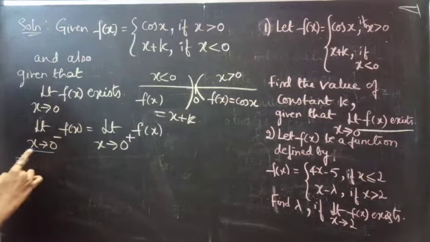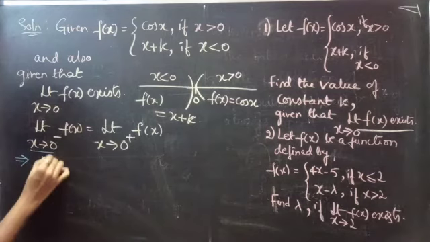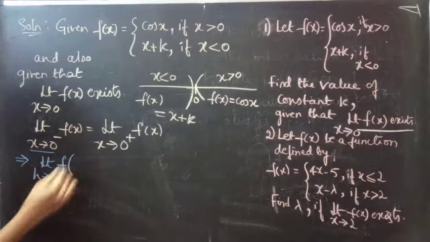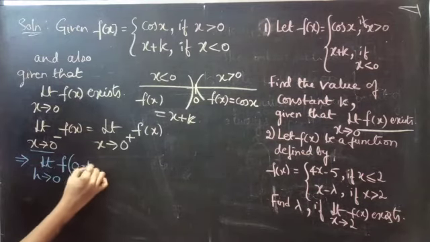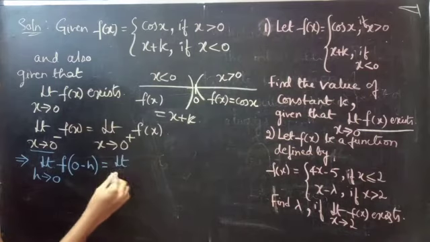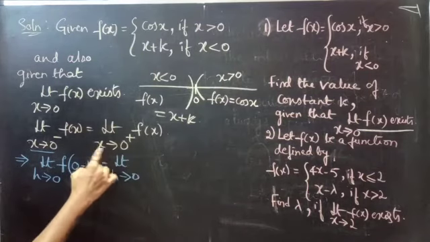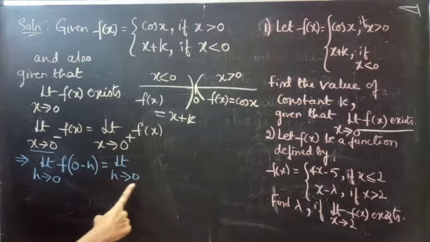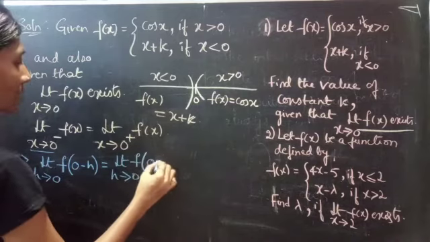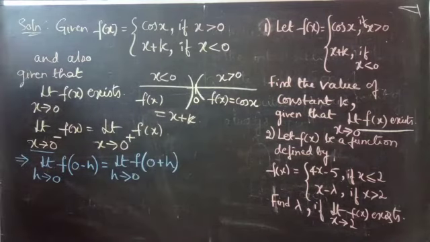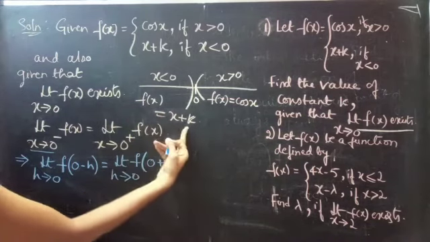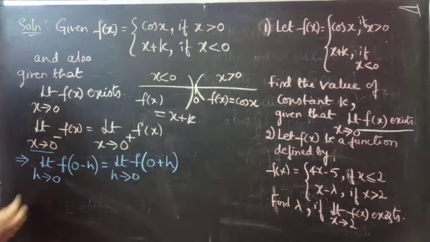So here we'll replace x tends to 0 minus with h tends to 0, and x can be replaced with 0 minus h, which equals the right hand limit, limit h tends to 0. Again we'll replace x tends to 0 plus with h tends to 0, and we'll replace x with 0 plus h. Okay. So when x is less than 0, f of x is x plus k.